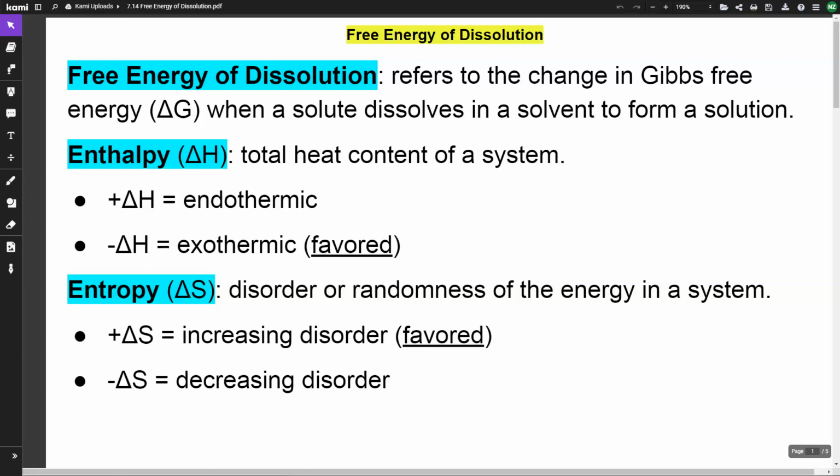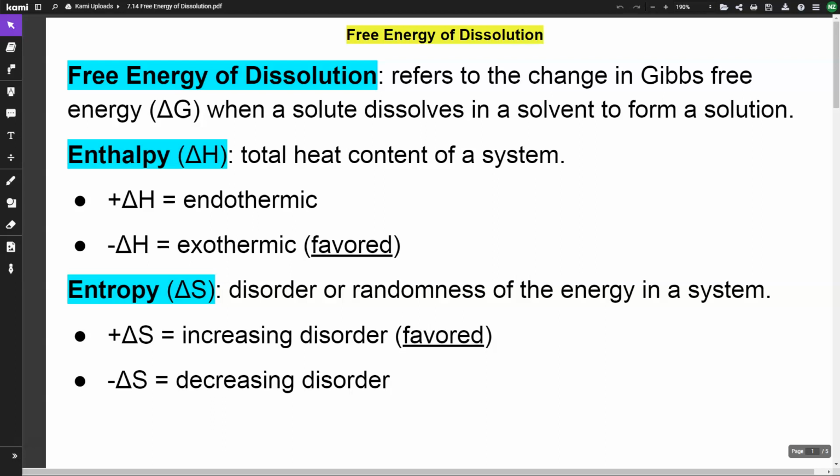In this video, we're going to go through free energy of dissolution. Well, let's start with the obvious question. What is free energy of dissolution? This refers to a change in Gibbs free energy, which is delta G, when a solute dissolves in a solvent to form a solution. In this lesson, we're going to go through a lot of terms that you've probably heard before, but this is a good review for the AP test.